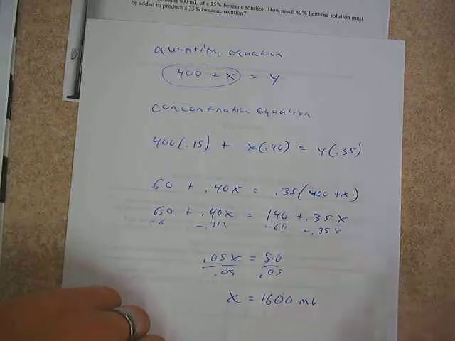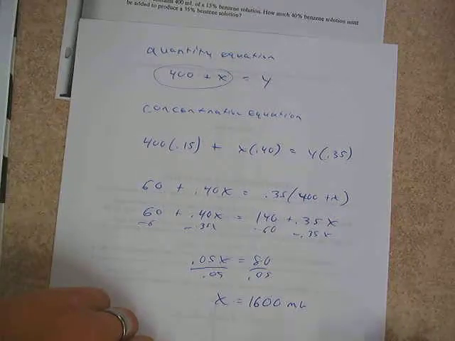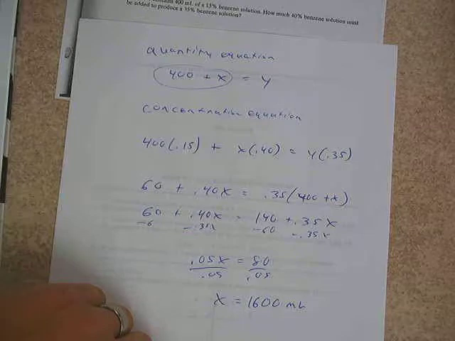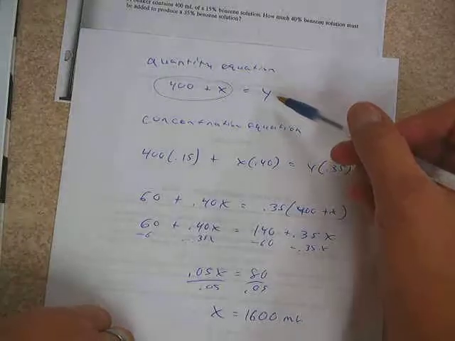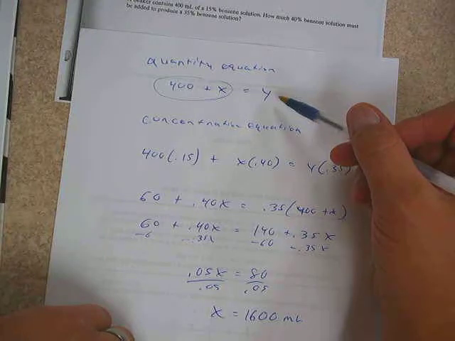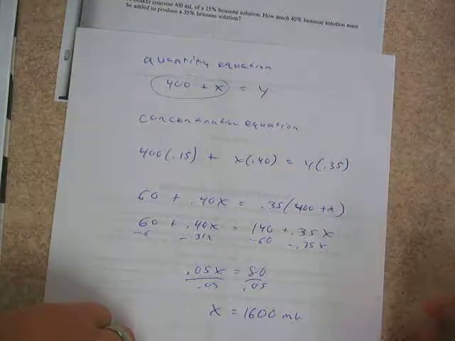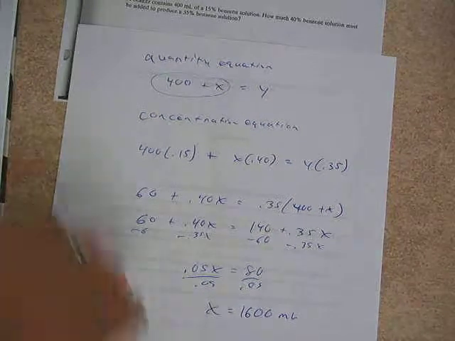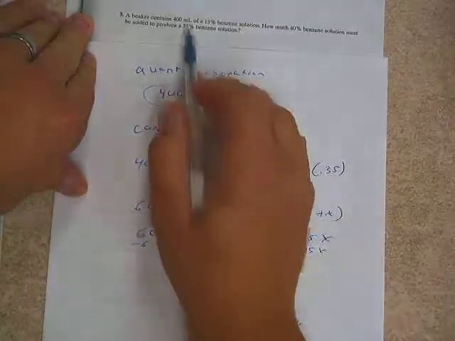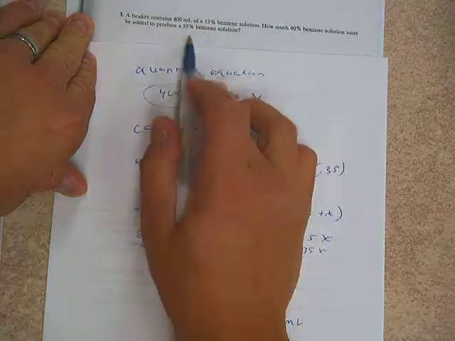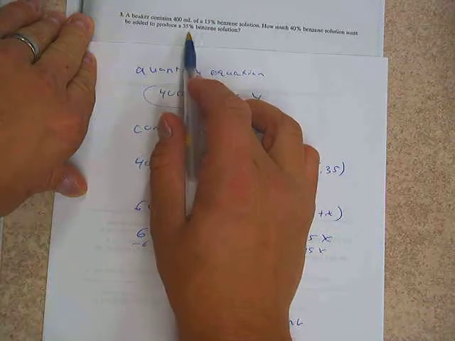All right. And how about the units on this? Remember, x is the amount of the 40% solution we need to pour into this thing. So we need to pour in 1,600 milliliters to get that done. And ultimately, with that, we knew x. We don't need to find y in this problem because it just asked how much of the 40% do we need to add. So we're done at this point.